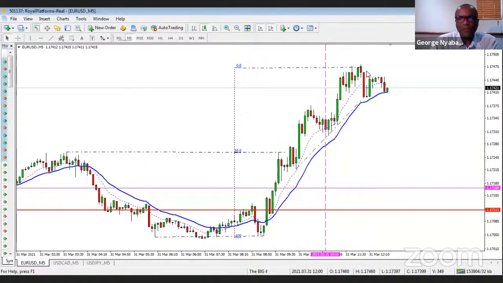Okay. So this measured move, we're just going to wait. We have to wait and see what happens. We can't initiate any reversal trade. Why can't we do that? Because we don't have a confirmed pattern as yet.